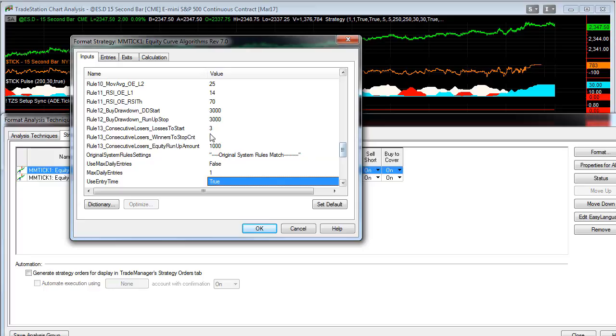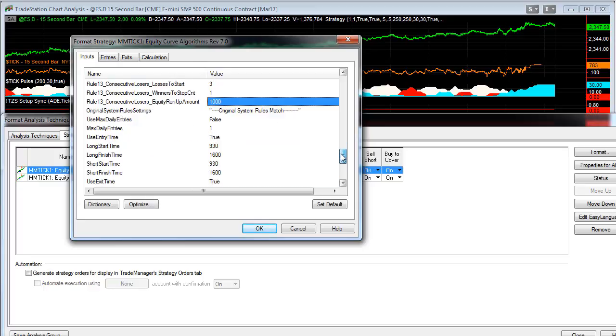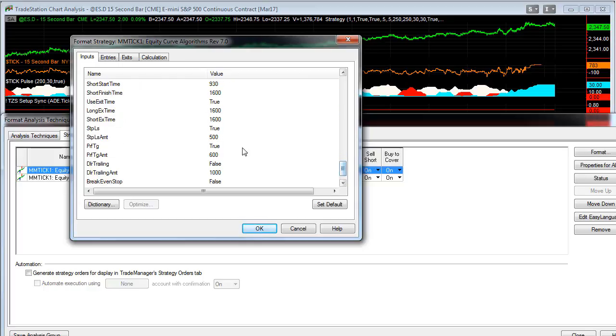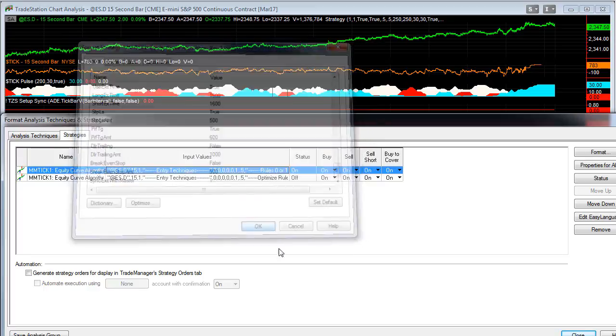Those are the rules that we're using. We're not using max daily entries. We're using the entry times from 9:30 to 4 o'clock p.m. Eastern time, the same as the base strategy. We're syncing the exit with the master, which means if the master or parent strategy exits, this strategy exits as well on the next bar. So let's take a look at the results of that.